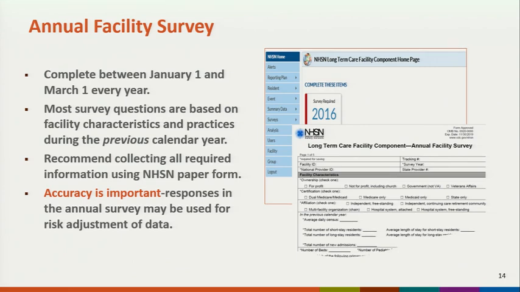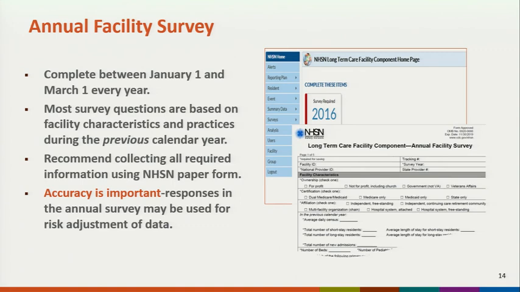We do recommend facilities to collect all of the required information using that available paper form I just talked about, because the electronic version, when you go to enter this information in the NHSN application, you must enter the form in its entirety before you are allowed to save the data. So that means that when you're ready to sit down at the computer, you need to have all of the data elements available to you. I think it goes without saying that accuracy is important. Responses on this annual survey may be used in the risk adjustment of data in the analysis.